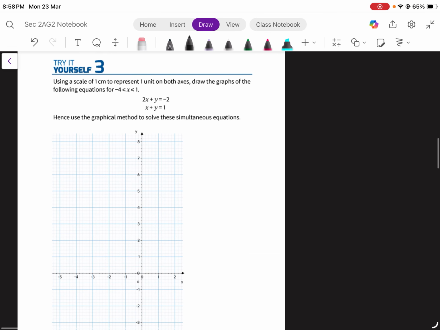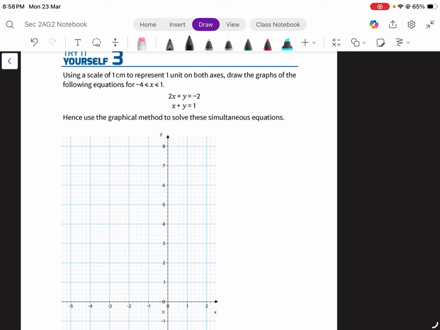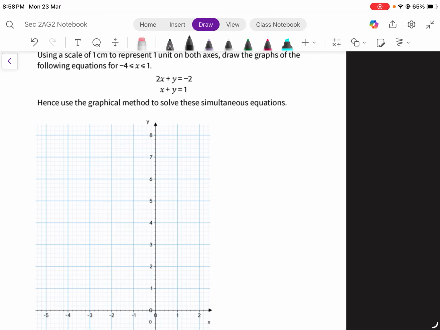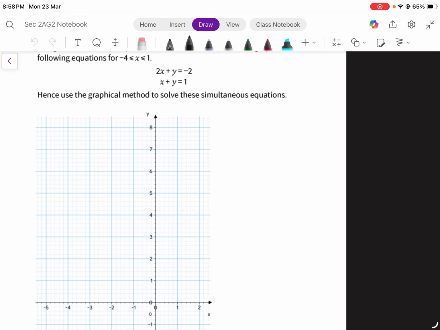Okay, try yourself 3, using a scale of 1 cm to represent 1 unit on both axes. Draw the graphs of the following equations. Basically, what we need to do is the same thing, but we plot two graphs. Since the range is from minus 4 to 1, I can take x as 1 and x as minus 2. For both graphs I have x, y, because I only need 2 points to plot the graph, right?